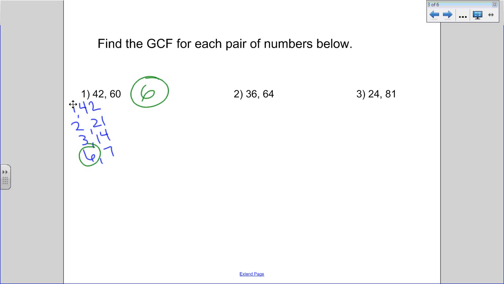I see a lot of factors written down. Now, why are we listing the factors of 64? What are you going to do with those? Well, then tell me what I did here. I listed the factors of 42. Did I list the factors of 60? But how did I find 6 as the greatest common factor?